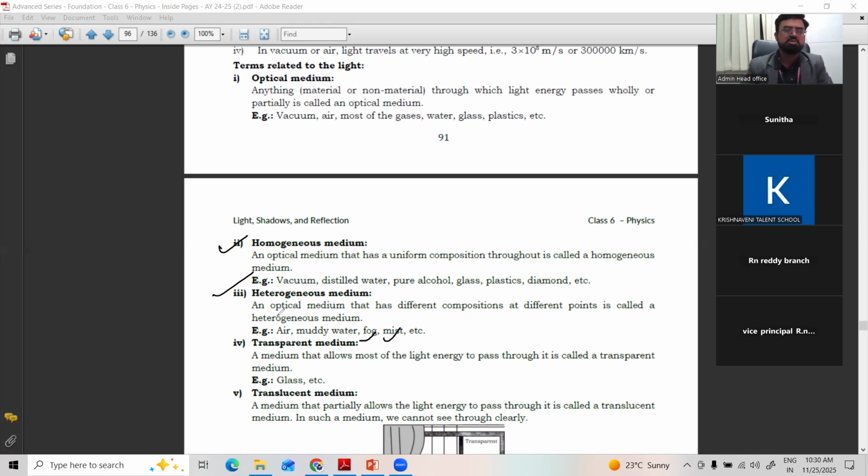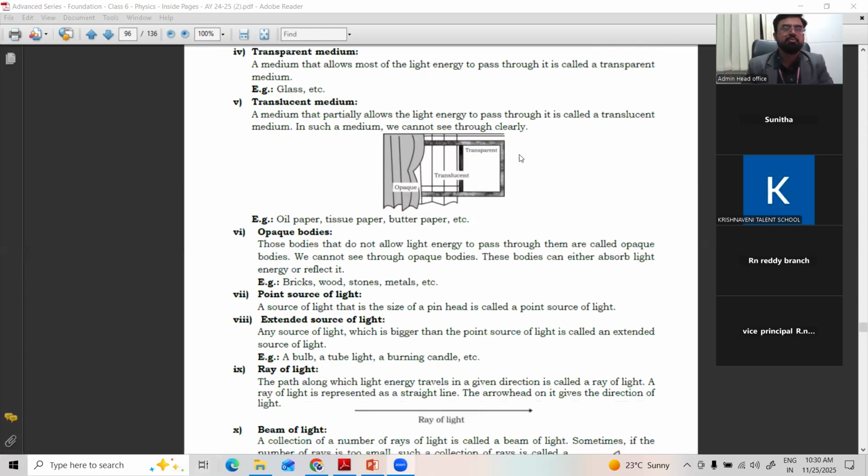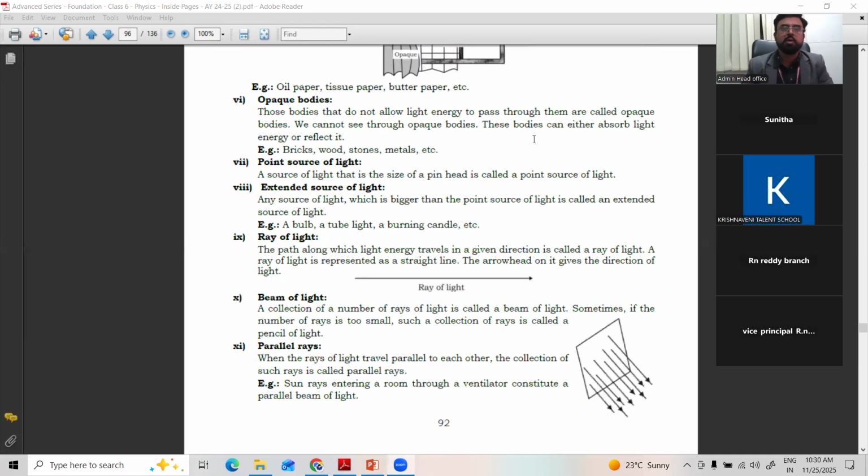So there are a lot of terms related to light to be discussed. So next class when you meet, there are so many again. What are opaque bodies? Opaque bodies are those which do not allow light to pass through them. Which completely allow are called transparent, which partially allow are called translucent, which completely stop the light are called opaque, like brick, wood, stone, metals. All these come under the opaque bodies, right?